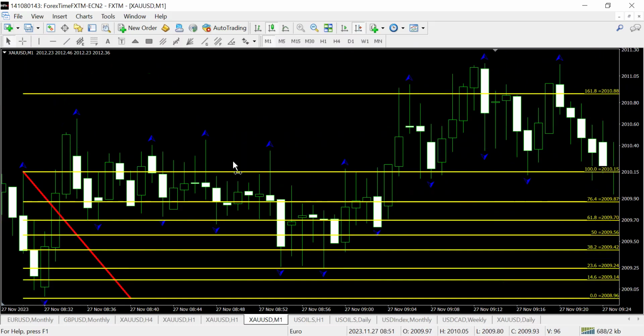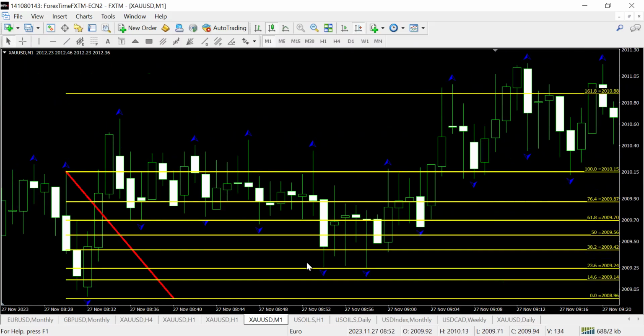Now your Fibonacci is able to show you that if from here is 0 to 100, it splits into different levels: 14.6, 23.6, 38.2, 50, 61.8, 76.4, 100, and then 161, which is my target.